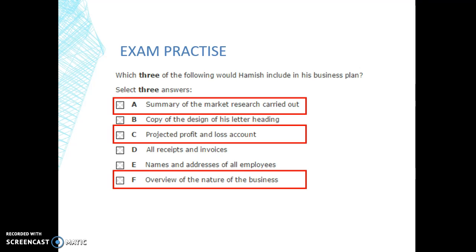So as I say, for the exam you need to think about what's in the business plan, and you also need to think about what it can be used for. If you've got both of those things in your head, then you should be alright with any questions they throw at you in the exam.